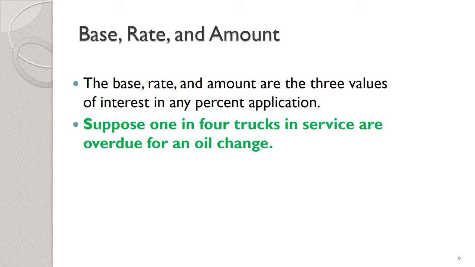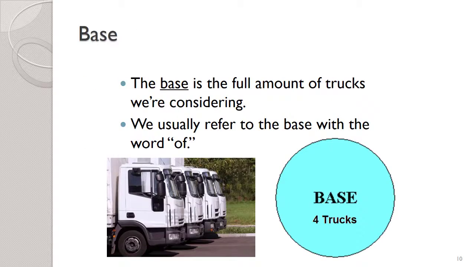Let's take an example. Suppose you have 1 in 4 trucks in a fleet that are overdue for their oil change. That's a simple enough ratio. We would say, and I think you'd agree, that 1 of those trucks is 25% of the 4 in the fleet. So 1 out of the 4 is overdue, 25% are overdue. Well, there's your 3 numbers. 1, 4, and 25% are the 3 numbers that form this relationship. Each one of those has a name.